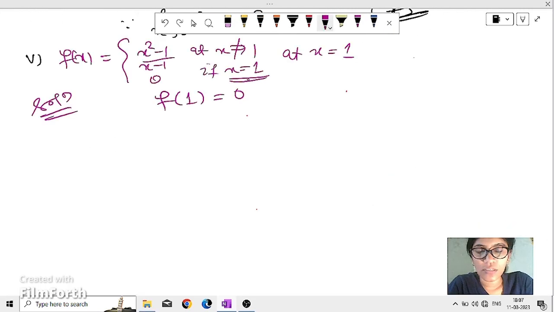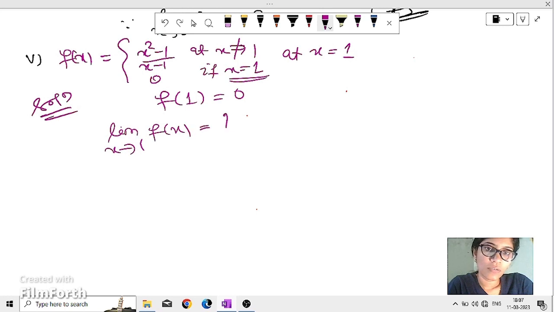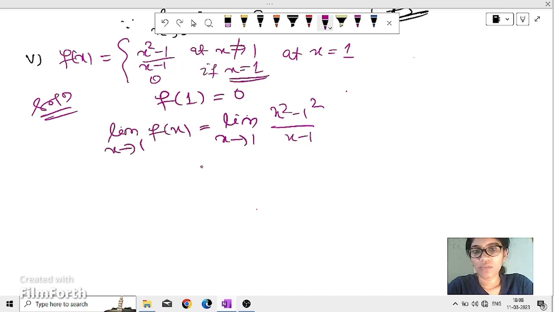Equal to 0, because at x equal to 1 the function value is equal to 0. Then the limit value, limit x tends to 1 f of x is equal to limit x tends to 1 (x square minus 1 square) by (x minus 1), because we may write 1 as 1 square.